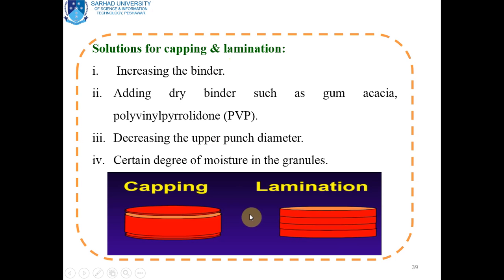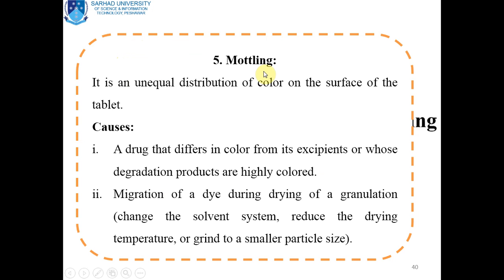As for the solution for capping and lamination, capping is the removal of the upper or bottom crown of the tablet. Increasing the binder, we can minimize and control capping and lamination. Adding dry binders such as gum acacia or PVP, that is polyvinyl pyrrolidone, and moreover decreasing the upper punch diameter and applying a certain degree of pre-compression to the granules are the solutions for capping and lamination.